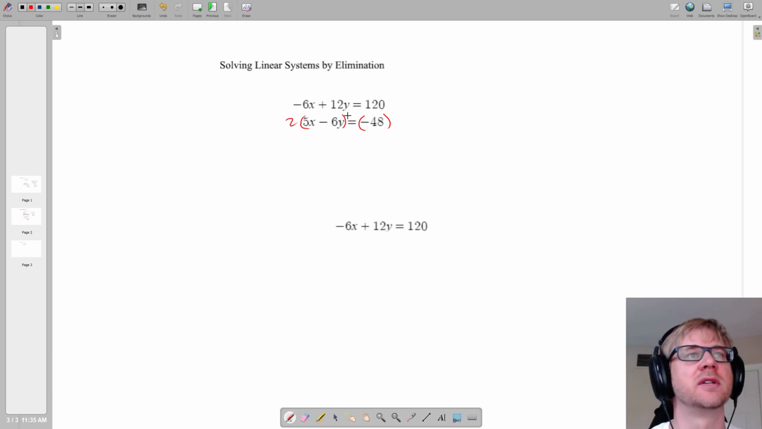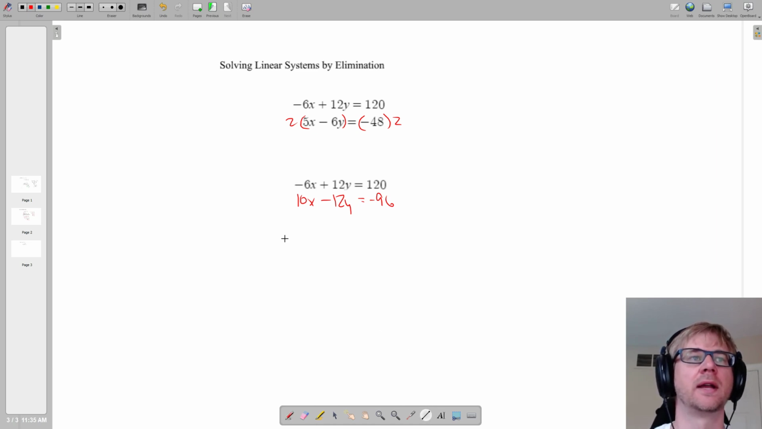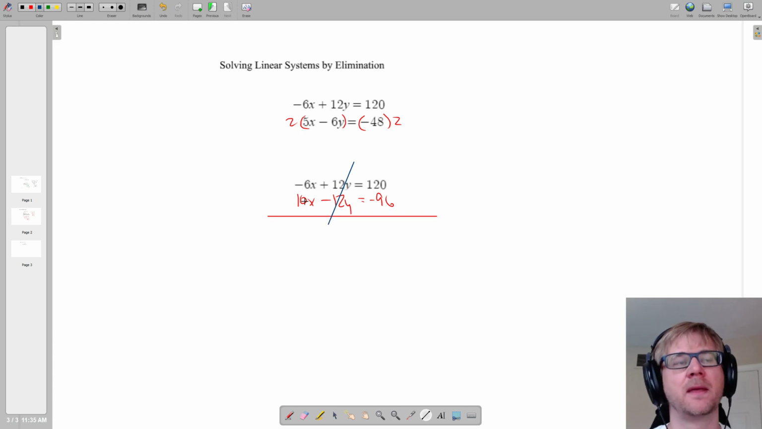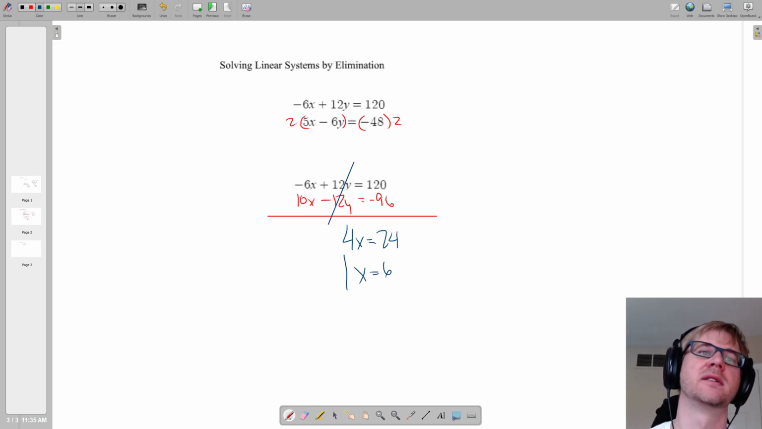So to make that negative 12, I'm going to double everything, because 2 times 6 is 12. So if I multiply everything in this second equation by 2, 2 times 5, I get 10x. 2 times negative 6 is negative 12y. And you got to double this side too to get negative 96. You need to mess with it on both sides. All right. So now, when I add them together, y's go away. That's the point. 10 minus 6, 4. 4x equals 120 minus 96, 24. If 4x is 24, x is 6.